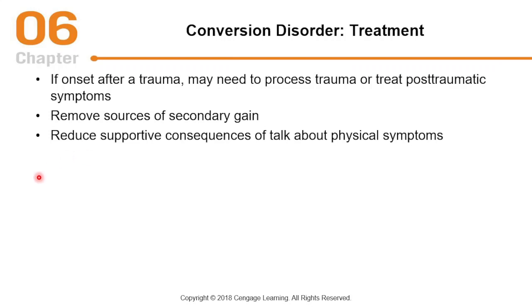Okay. So in terms of treatment, if the onset of the disorder is after a trauma, ang usually na ginagawa is i-process muna si trauma or treat the post-traumatic stress disorder before treating the conversion disorder itself. And then also address or remove the source of secondary gain. So if the family are the ones doing that, giving the person a lot of sympathy or a lot of attention, alisin muna yon. And reduce supportive consequences of talk about physical symptoms.